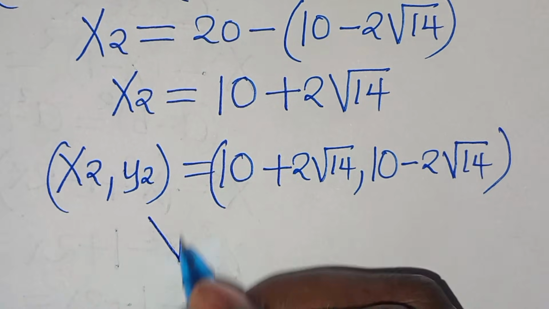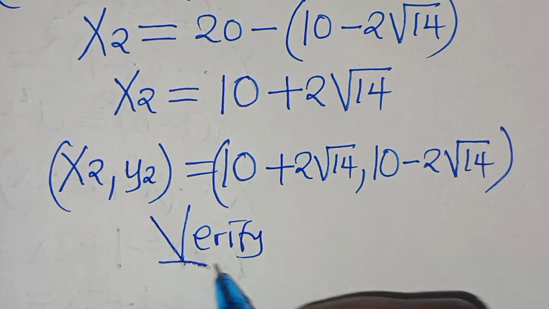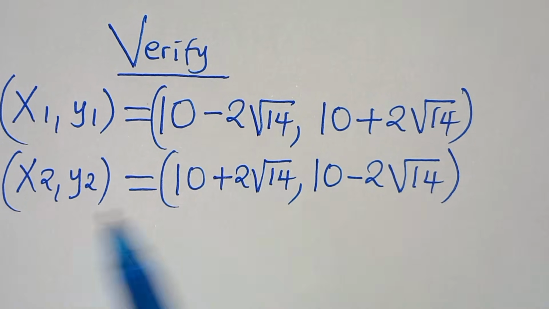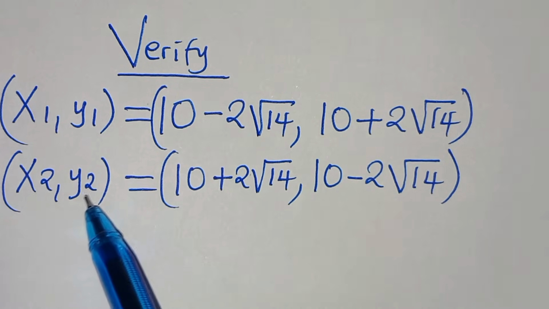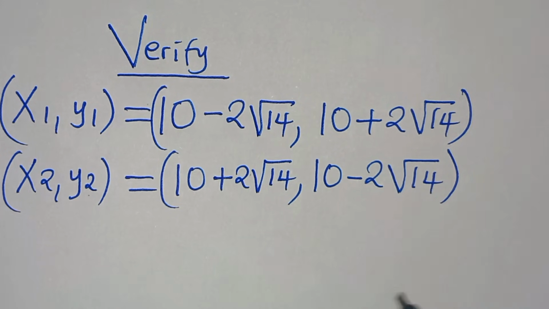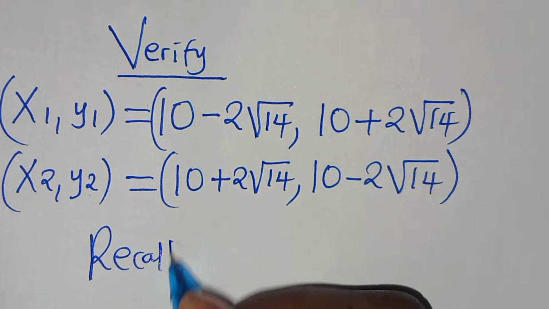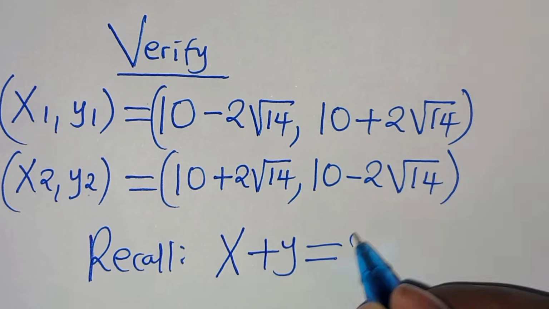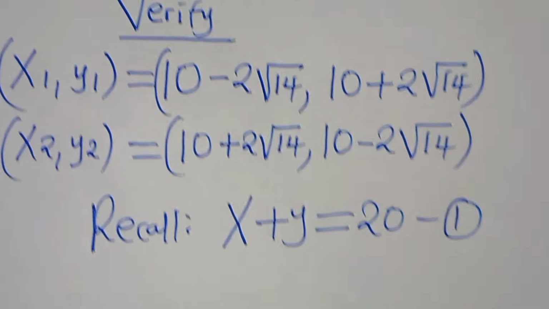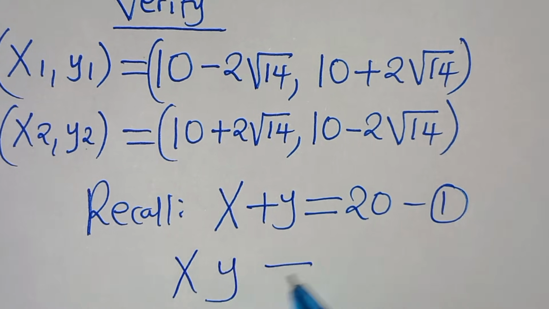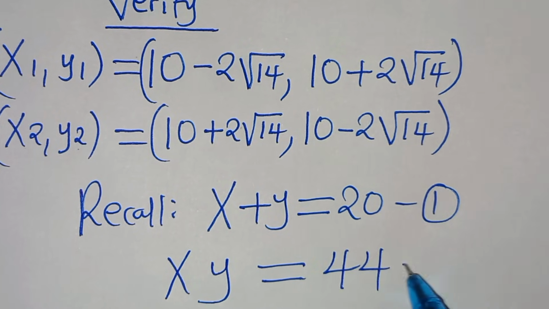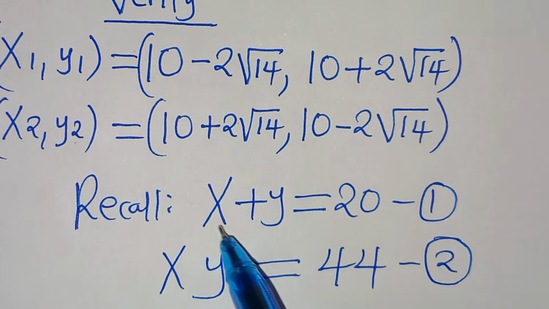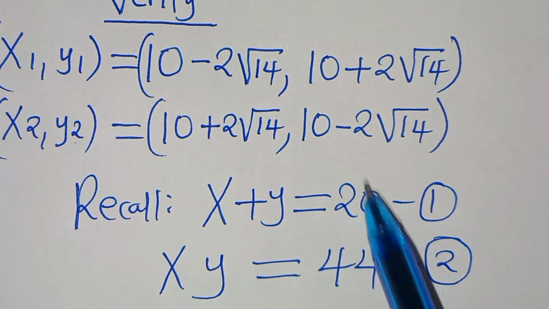So now let's verify that these two sets of solutions, x1, y1 and x2, y2, actually satisfy the equations. Now if you recall, we have that x plus y is equal to 20. This is equation 1. And x multiplied by y is supposed to give us the value of 44. This is equation 2.